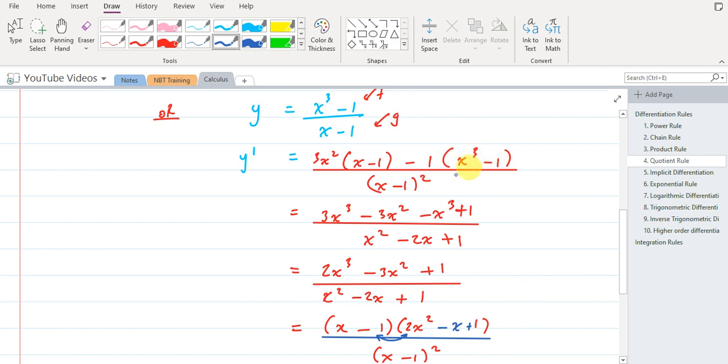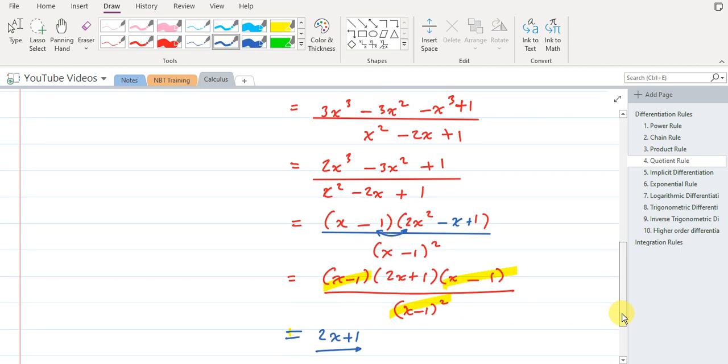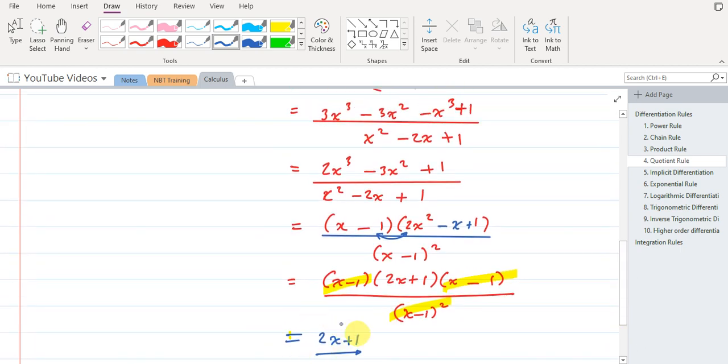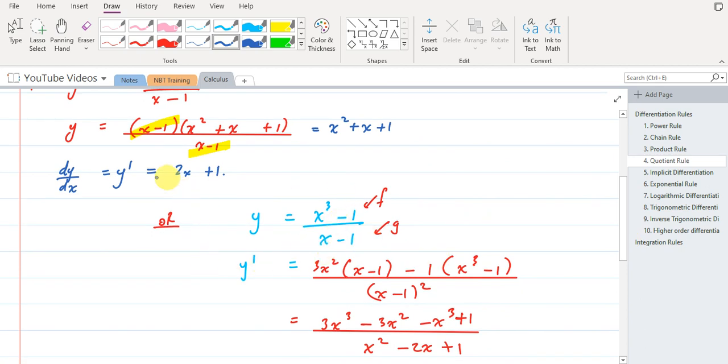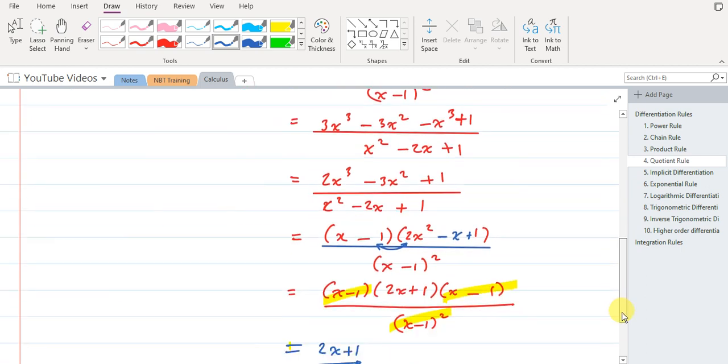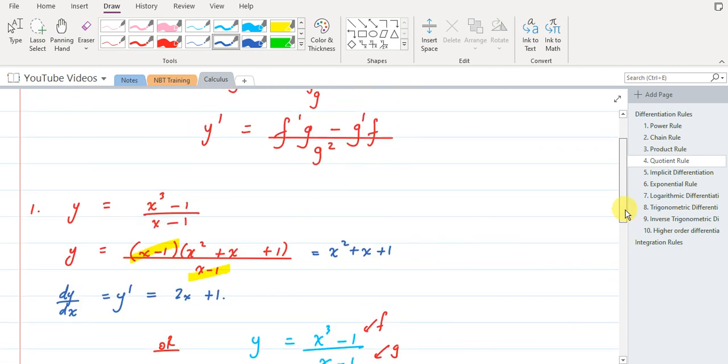I think that factorizing this would have been much better. Like factorizing this and then taking out x minus 1 as a common factor from both these terms would have been easier. Anyways, what we can see is that this answer is 2x plus 1. The derivative of this function is 2x plus 1, and the derivative here is also 2x plus 1. So it basically confirms that my rule is actually true.